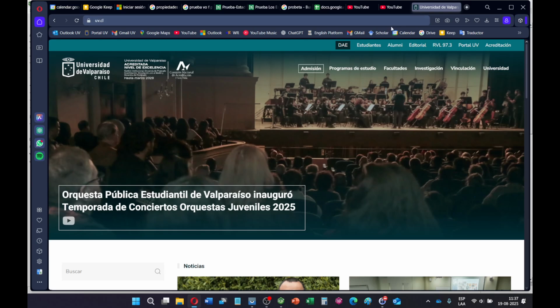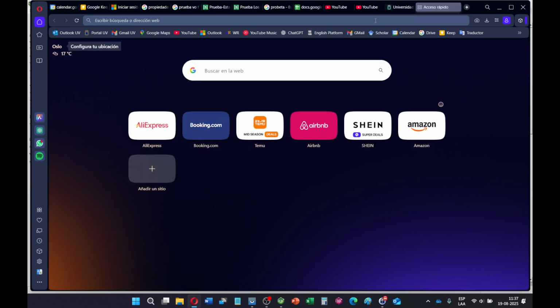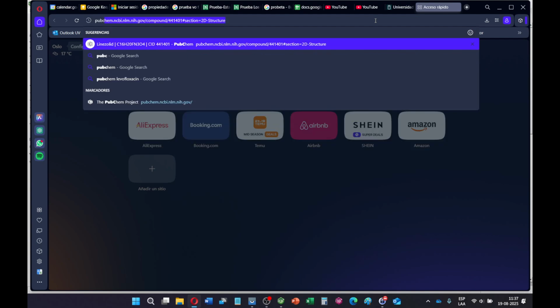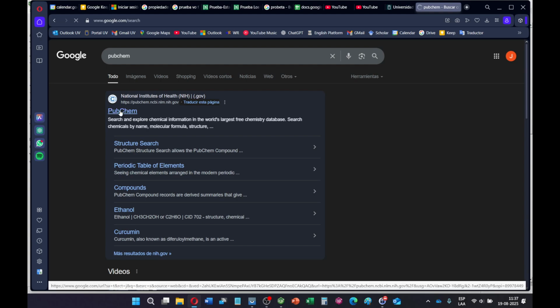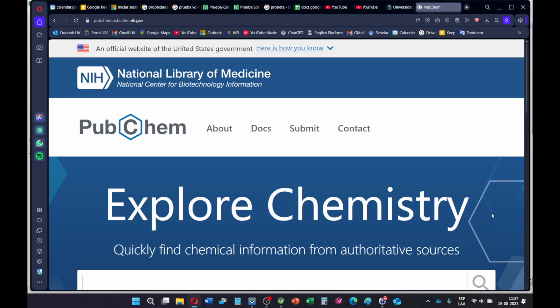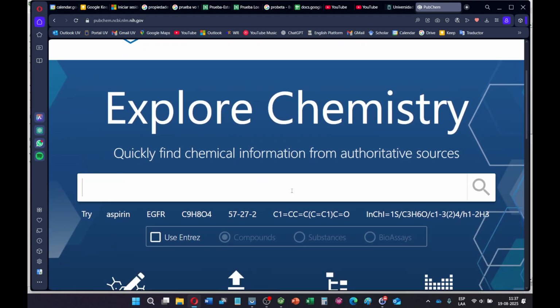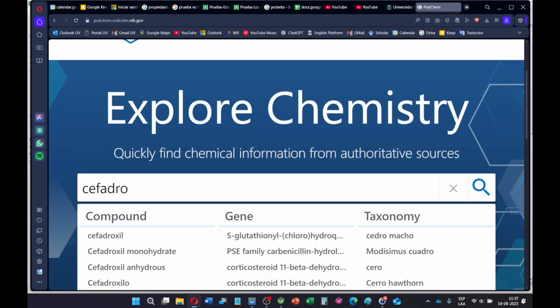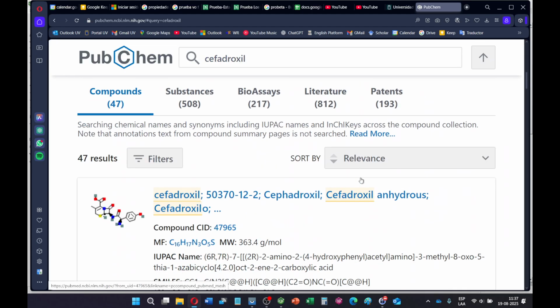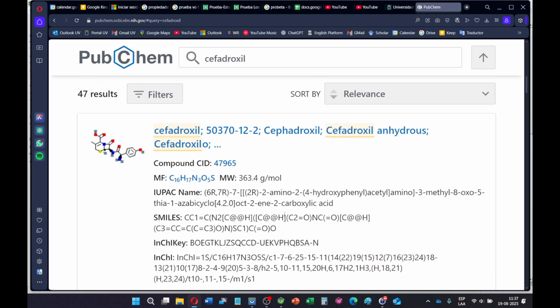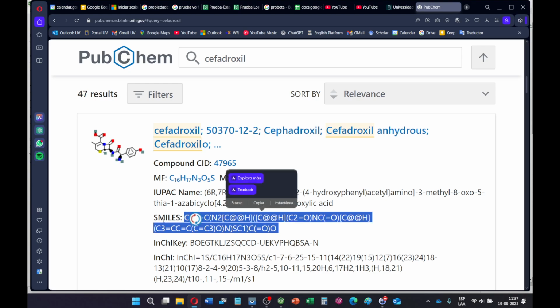At a computational level, you know the PubChem site, where there are many molecules indexed, American or Gringo, where the guys have many molecules indexed. Almost all the drugs are here. Then if you look for cefadroxil, it appears immediately. Copy the SMILES, that is this linear code for the molecule. It says cefadroxil.